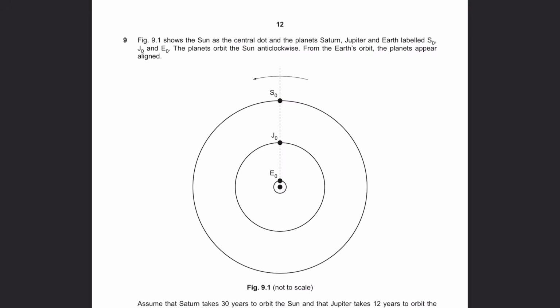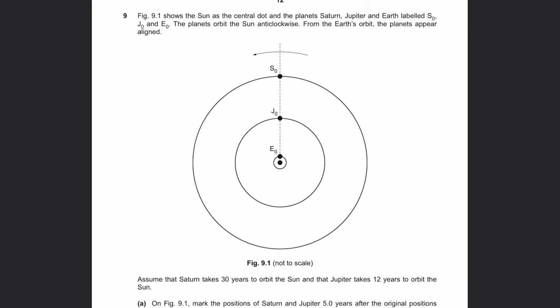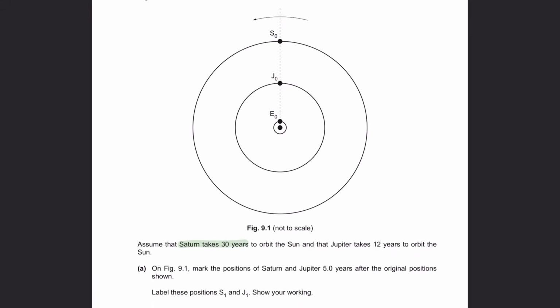Question 9. Figure 9.1 shows the Sun as the central dot and the planets Saturn, Jupiter, and Earth labeled S0, J0, and E0. The planets orbit the Sun anticlockwise. From the Earth's orbit, the planets appear aligned. Assume that Saturn takes 30 years to orbit the Sun and Jupiter takes 12 years to orbit the Sun. Question A. On figure 9.1, mark the positions of Saturn and Jupiter 5 years after the original position shown. Label these positions S1 and J1.